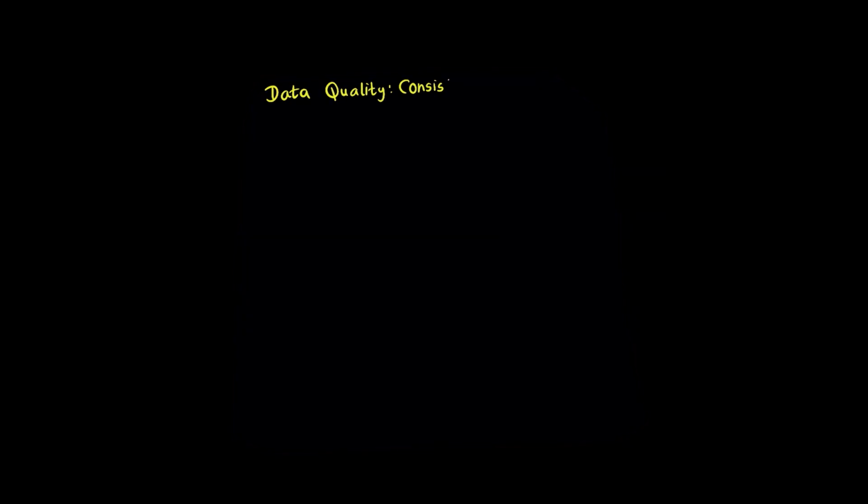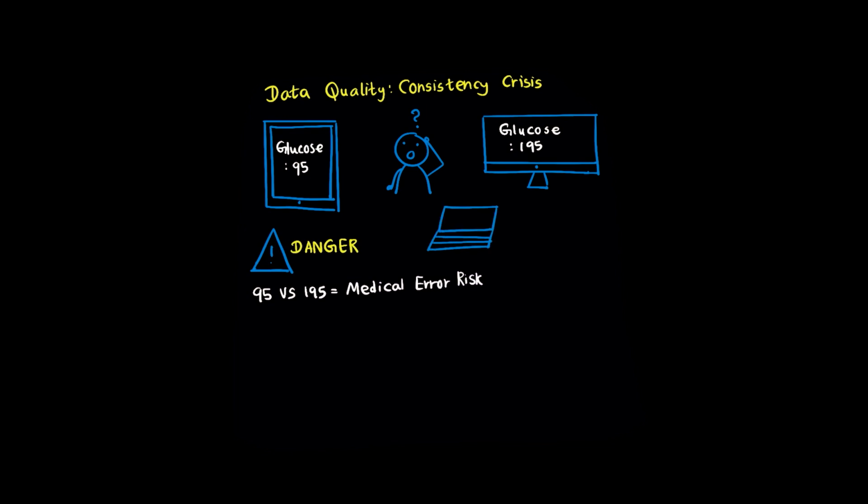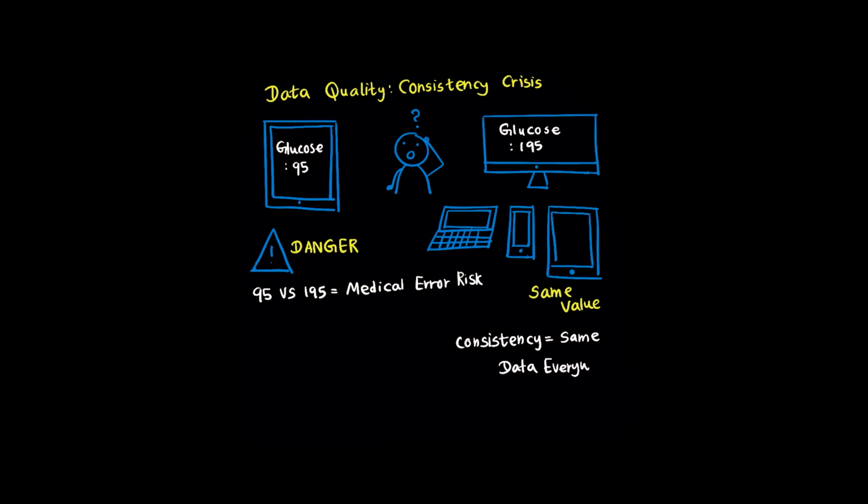Data quality in healthcare can be a matter of life and death. When a patient portal shows different lab results at different access points, we're dealing with a data consistency problem. Imagine a diabetic patient checking their glucose levels, seeing 95 on their phone, but 195 on their computer. That's not just confusing, it's dangerous. Data consistency ensures the same information appears identically everywhere, every time.